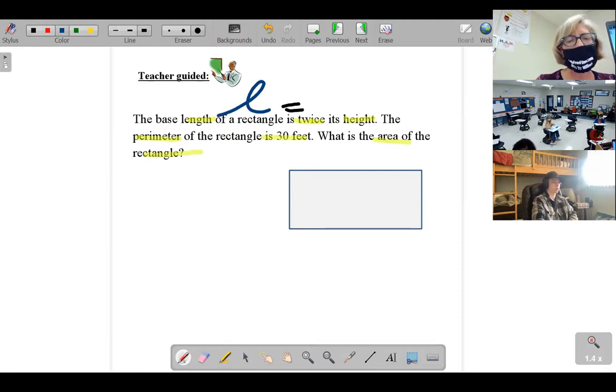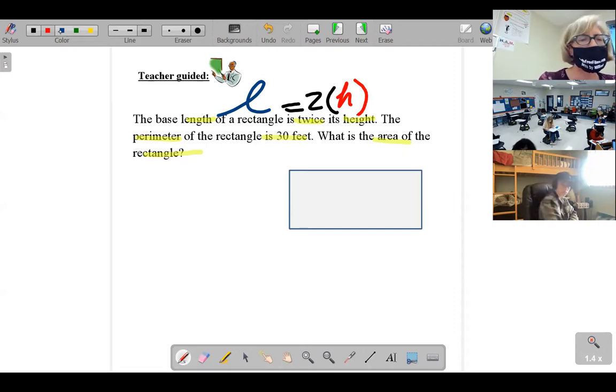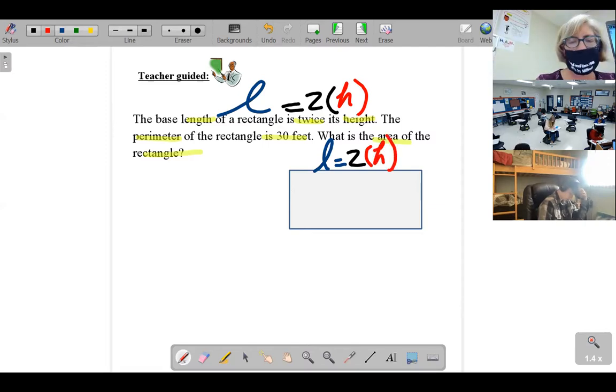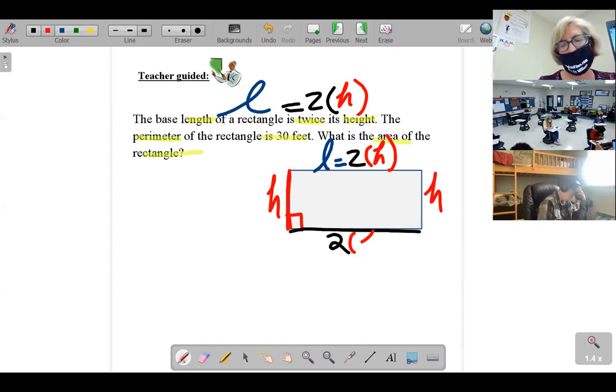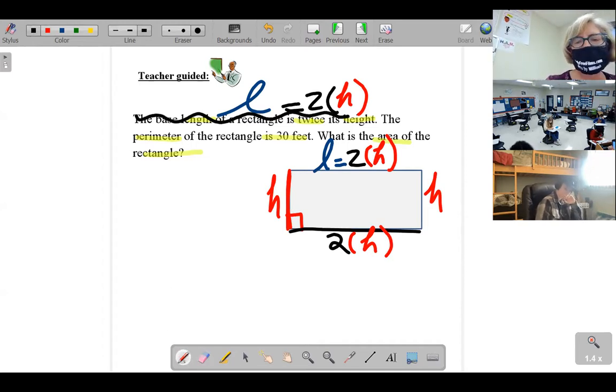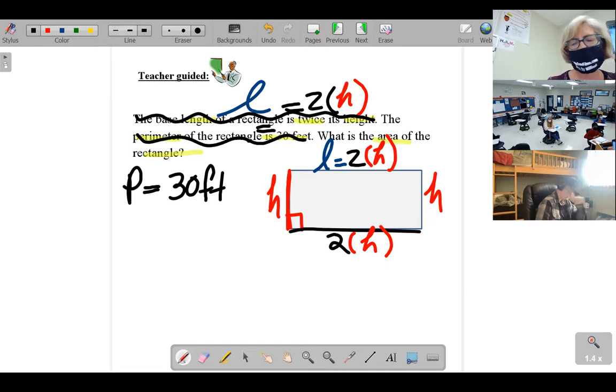So length is twice the height. We come down here and we write length is twice the height. Because it's a rectangle, this is height, and down here, this is 2 times the height. I've accounted for this piece of information. The perimeter is, that's another equal sign, 30 feet. Area is your question mark.